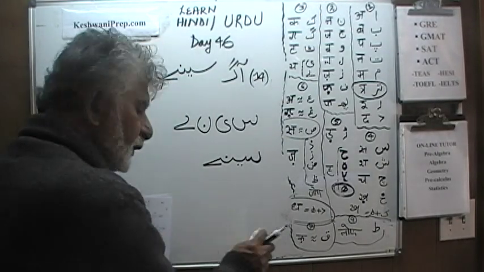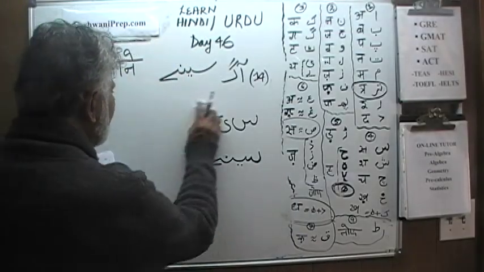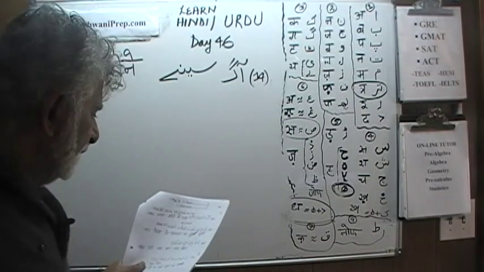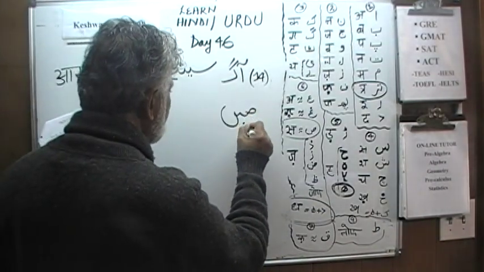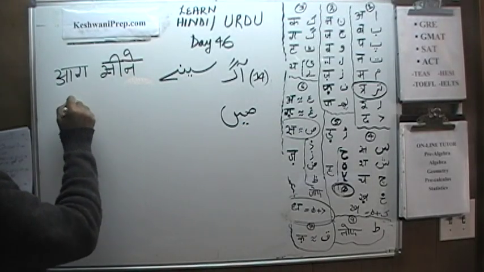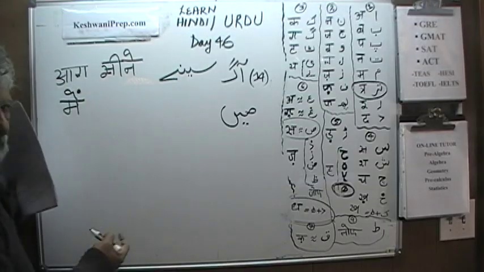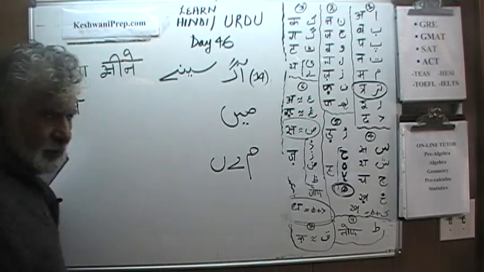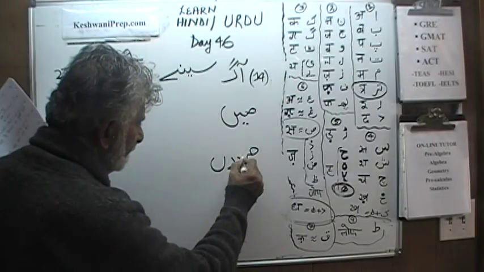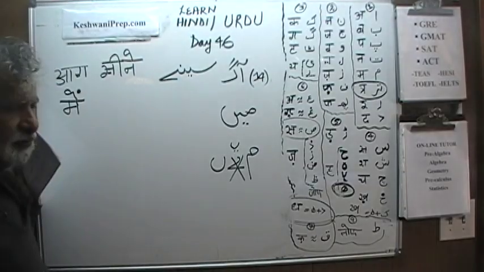Sine is a plural of Sina. Oh, actually, I don't know if a Sina is there. Aag sine mein lagi. Aag sine mein. Meem, badi ye, and a noon ghunna. So this thing is made up of meem, badi ye, and a noon ghunna. Badi ye or choti ye, when it appears in the middle, takes this shape. So that's what that is.